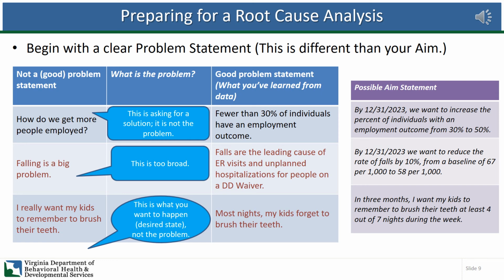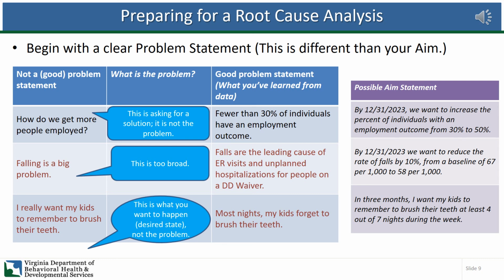The bottom statement here, I really want my kids to remember to brush their teeth, is not a good problem statement because it's really more about what you want to happen or your desired state or outcome, not the problem. A better problem statement is, most nights my kids forget to brush their teeth.